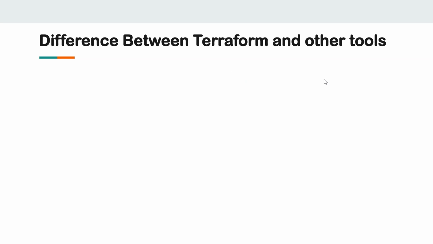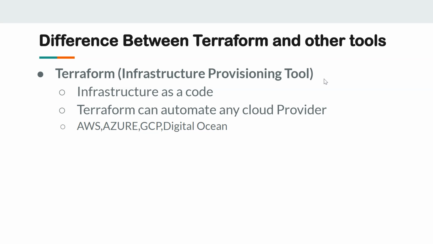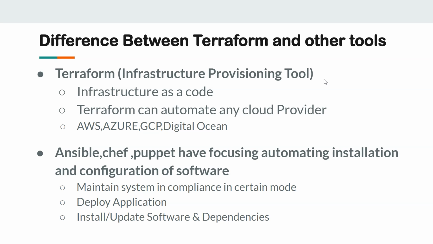Let's try to understand how Terraform differs from other tools. So basically Terraform is an infrastructure provisioning tool. The way we have discussed, it helps to create infrastructure before deploying our application. So basically it creates the infrastructure as code. Terraform can automate any cloud provider. It supports almost all cloud providers. Just to take an example, AWS, Azure, GCP, DigitalOcean. There could be many other cloud providers supported by Terraform.